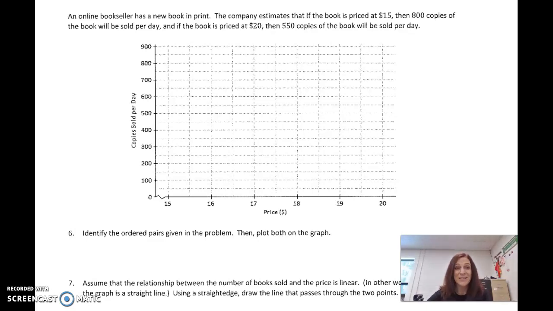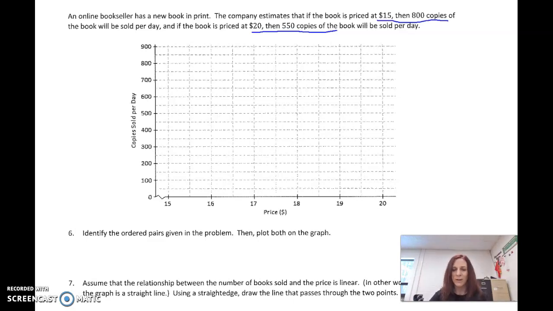All right, looking at another example, it says an online bookseller has a new book in print. The company estimates that if the book is priced at $15, they're going to sell 800 copies in one day, or per day, I should say. If the book is priced at $20, then they're going to sell 550 copies of the book per day. So it says identify the ordered pairs given in the problem.